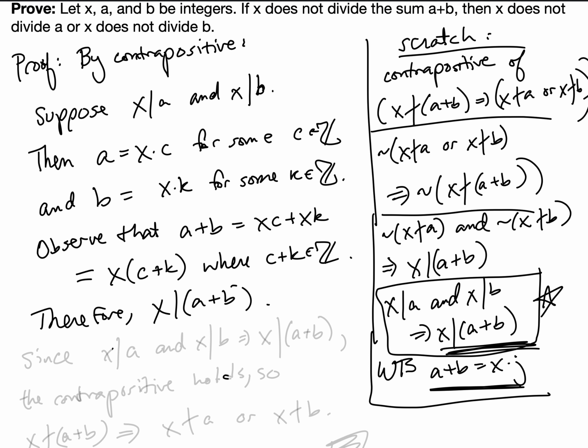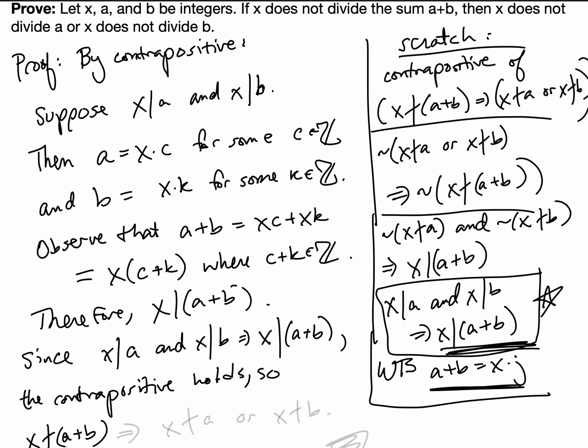We could finish there if we're pretty sure that our reader is very aware of contrapositive proof. We could just end our proof at that point, or you could choose to spell it out a little bit more and say that since x divides A and x divides B implies x divides A plus B, the contrapositive holds. So x does not divide A plus B implies x does not divide A, or x does not divide B, the negation of the original of Q. And now we are done.